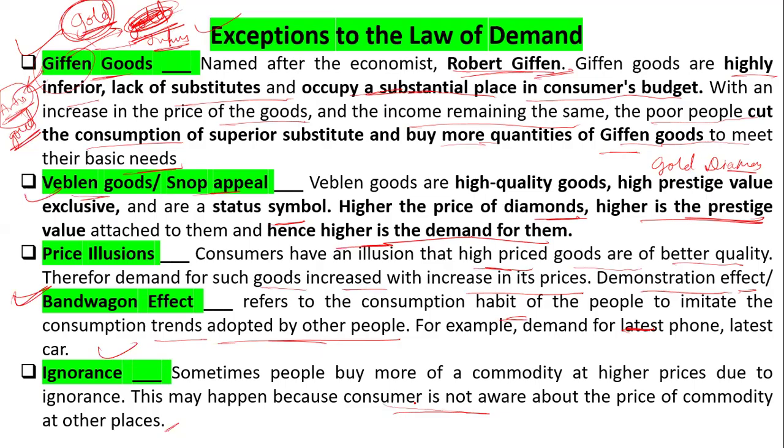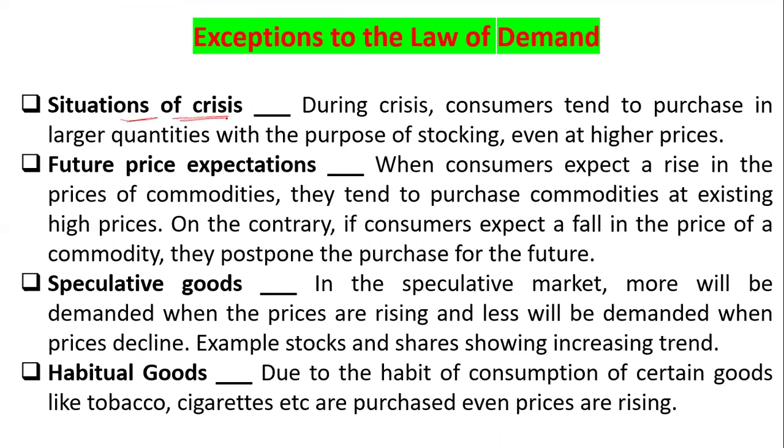Now the exceptions, again the exception: situations of crisis. Due to the crisis, consumers tend to purchase a large quantity with the purpose of stocking, even at a higher price. The best example is the time of COVID. We stored more, once Narendra Modi ji announced that there will be a lockdown from tonight. So the people stored household and daily essential goods in stock, because the grocery sellers were also selling at the MRP price or at a higher price. Okay, so this is a crisis situation.